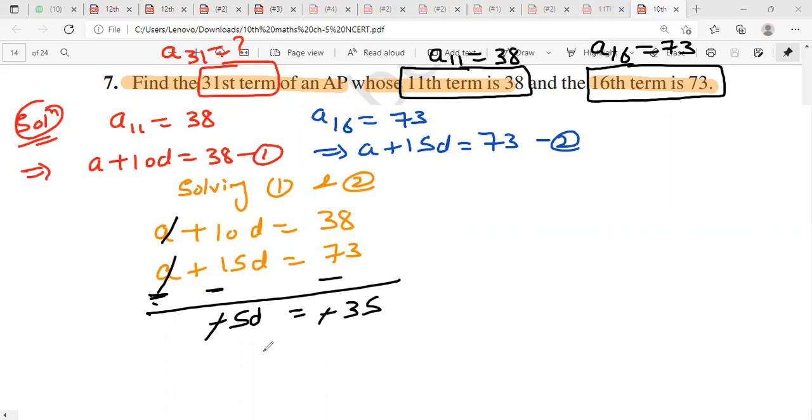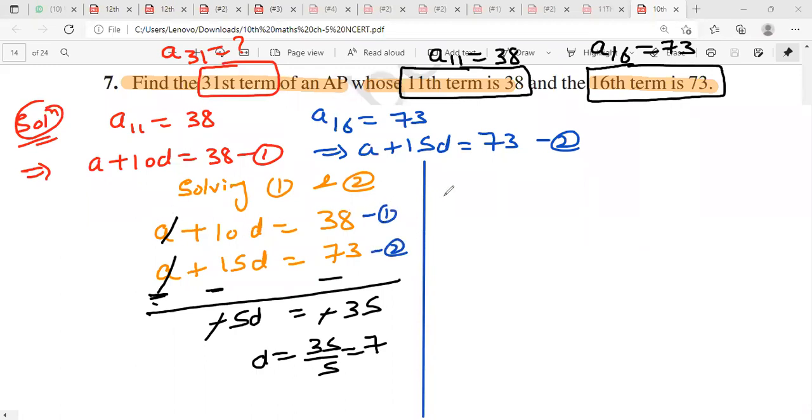Minus and minus will be cancelled out. D will be equal to what? 35 by 5, that is 7. 35 by 5 is equal to 7. Now we have to find the value of A. Let this be equation 1 and this be equation 2. Put D equal to 7 in equation 1.